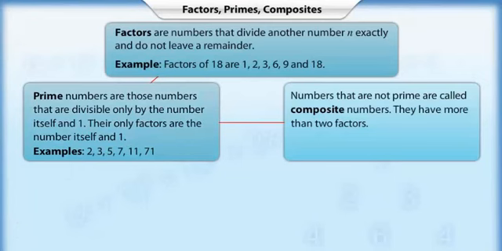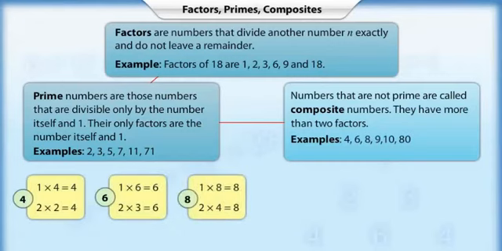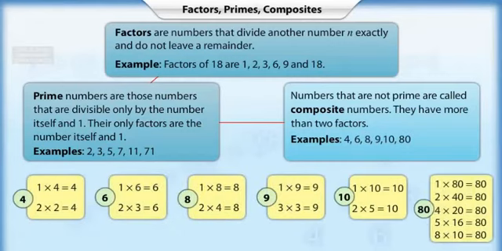But what do you call those numbers that are not prime numbers? Well, the numbers that are not prime are called composite. Clearly, composite numbers have more than 2 factors. Some examples of composite numbers are 4, 6, 8, 9, 10, and 80.